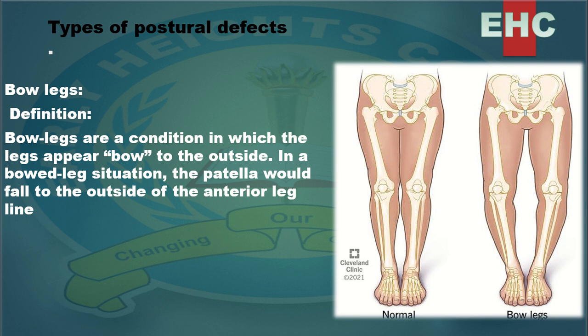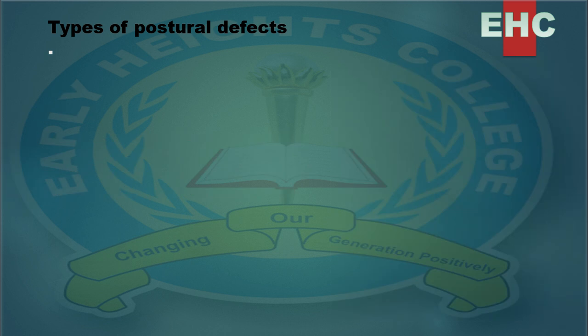You can see the illustration of a normal leg, and you can see that in the bow leg situation there is a very huge curve, a very huge space between the legs because of the outward bending of the patella. You can see the skeletal framework as well, how it has curved outward to make this type of formation. Bow legs and K-leg are all results of faulty formation of the skeletal system, faulty development of the skeletal system.